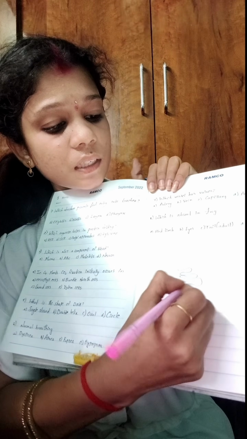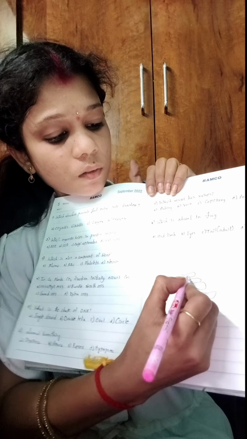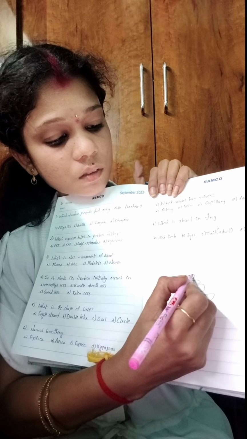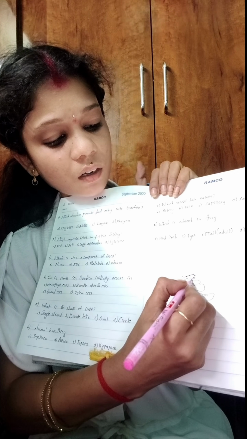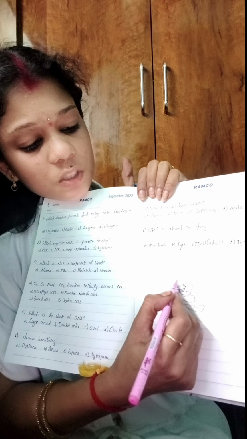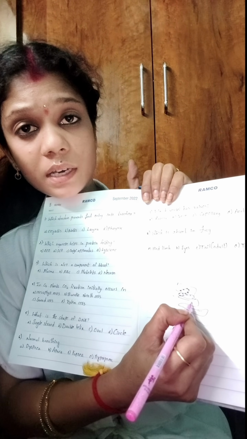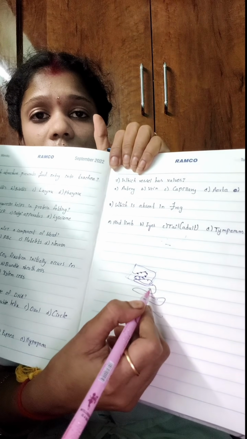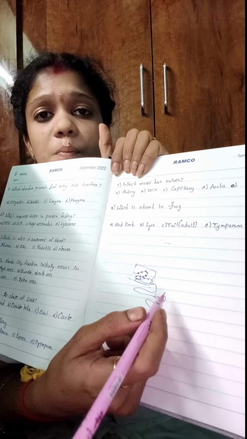ER is the endoplasmic reticulum. Endoplasmic reticulum is of two types. One is rough, one is smooth. What is the difference between rough and smooth? While coming to rough endoplasmic reticulum, we will see this type of structure. See, this is the endoplasmic reticulum. We can see some structures on the ER. The ER which presents this type of structures is known as rough endoplasmic reticulum. The ER which is plain is known as smooth endoplasmic reticulum.